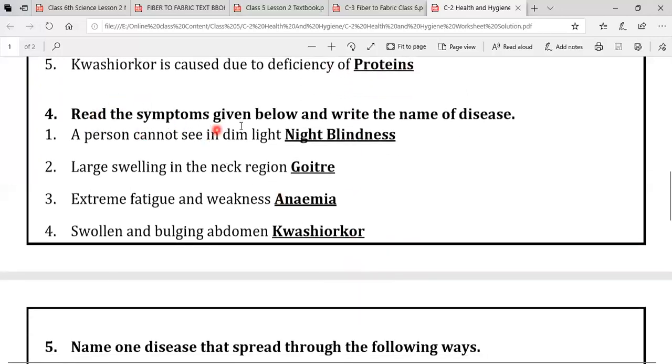Next main: read the symptoms given below and write the name of the disease. First question: a person cannot see in dim light. So when a person can't see in dim light, the disease is called night blindness. Second question: large swelling in the neck region. If there is a swelling in your neck region, then that disease is called goiter. This is a mineral deficiency disease.